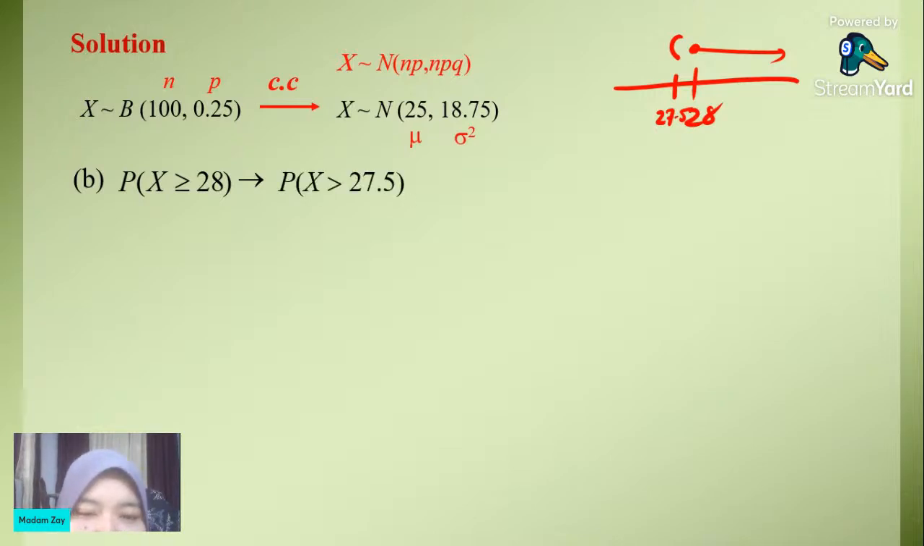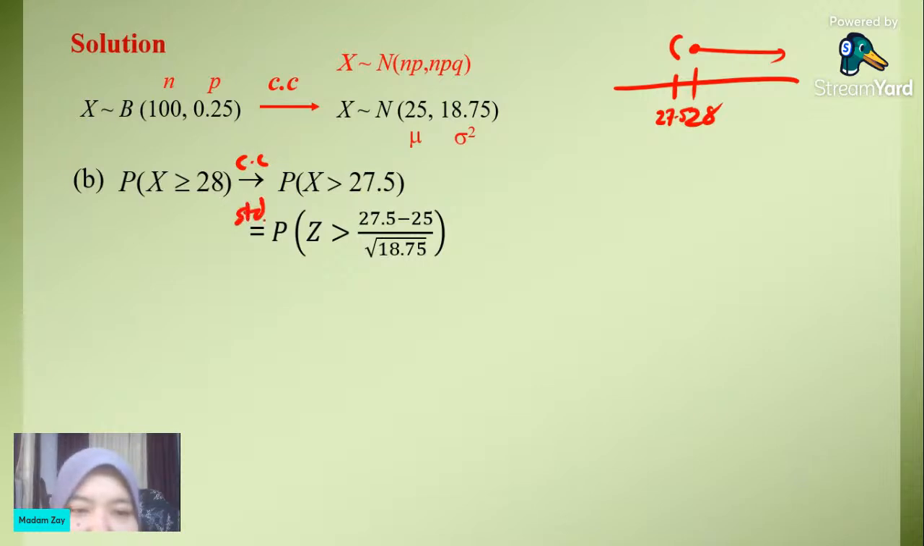And then after that, we can standardize. So this is a continuity correction step. The second step is the standardizing step. So standardizing step, it will be 27.5 minus the mu, which is 25, divided by sigma, which is square root of 18.75, which is equal to probability of z more than 0.58.